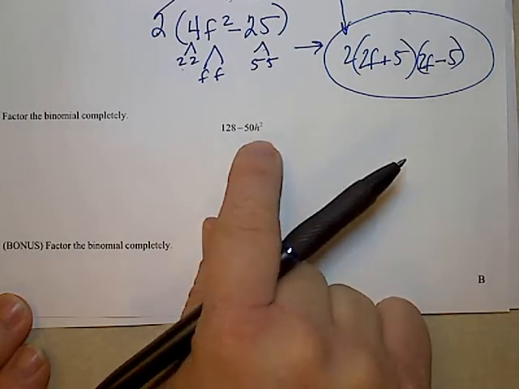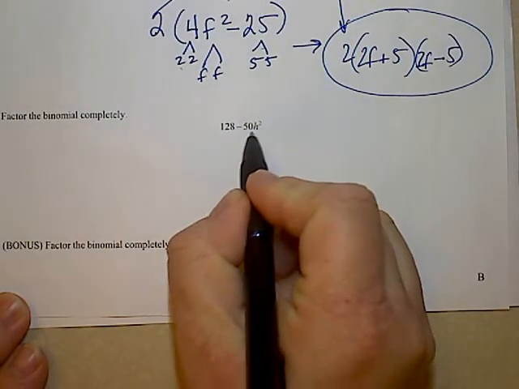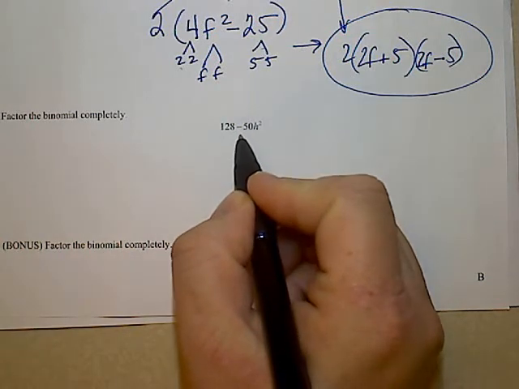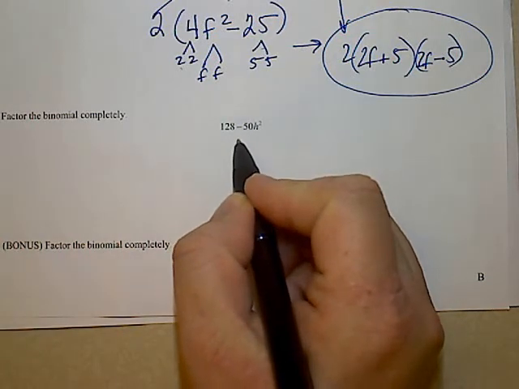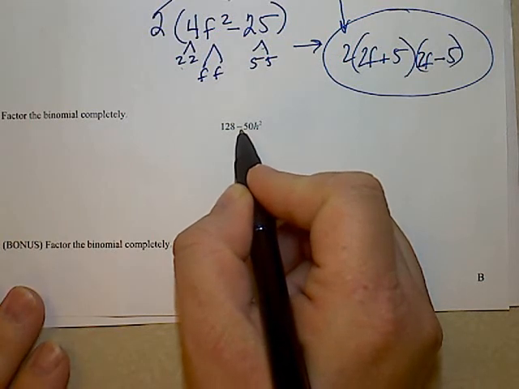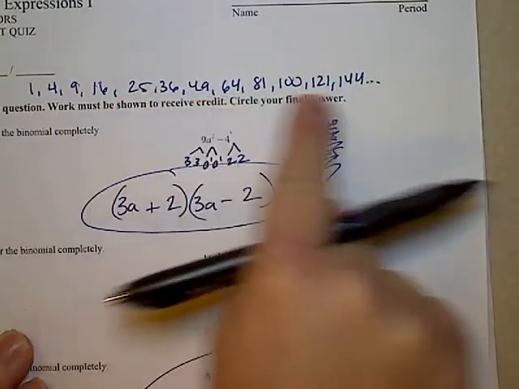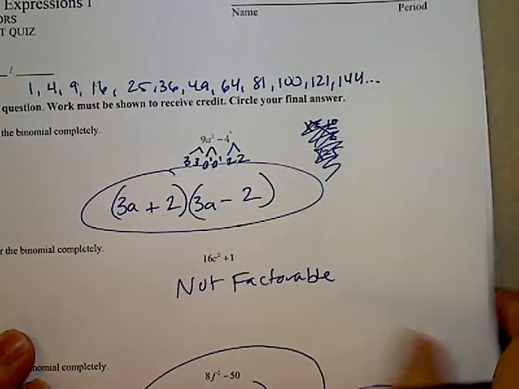A 128 and a 50. While I have subtraction, it doesn't matter if this h squared goes in the front or if it goes in back. But I have subtraction, so that's a good thing. Now I look up here at 128 and 50. Neither one are here. So can I go any further?